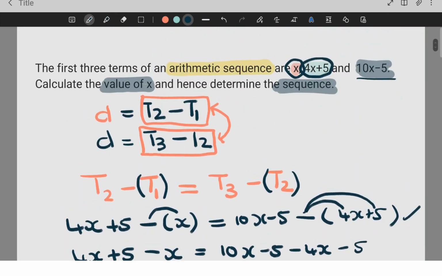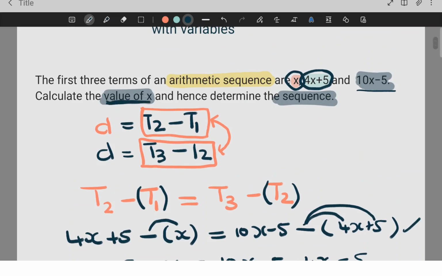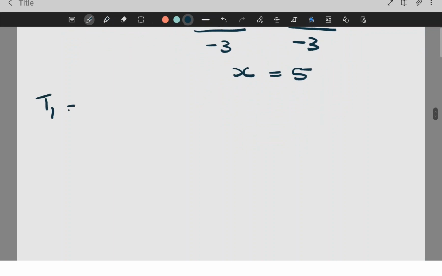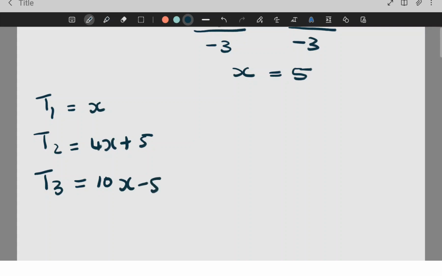So the first part of the question was determine the value of x. The second part of the question is determine the sequence. When they say determine the sequence, they actually just want the actual values of term 1, term 2, and term 3. So I'm just going to write all my terms down that they gave me. Term 1 is x. Term 2 is 4x plus 5. Term 3 is 10x minus 5. So if term 1 is x and x is 5, then term 1 is just 5.